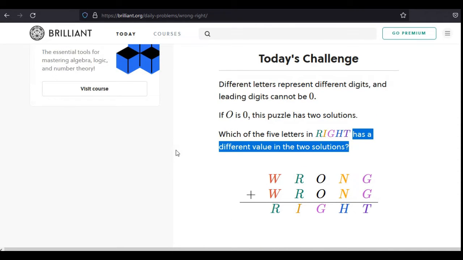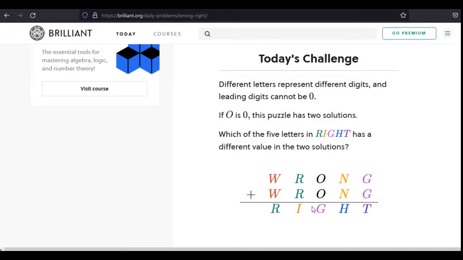Okay, let's look at it then. So what do we have? We have O is equal to 0, and then we have to figure out what are the two possibilities of this result and which of the letters is different. Anyone who wants to try it on their own, please pause it here. Others can continue with me.